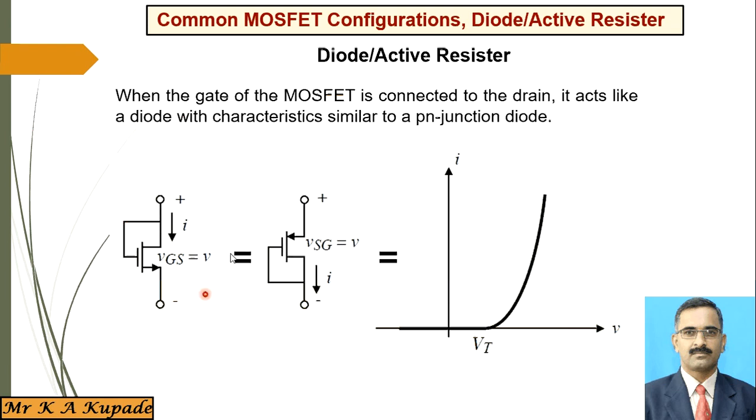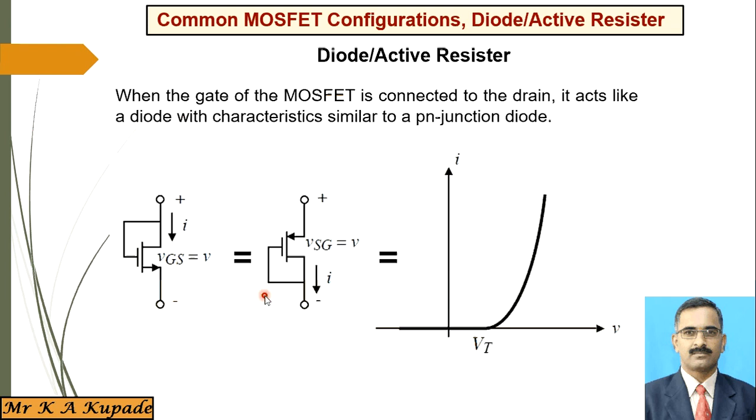This is the N-type enhancement MOSFET, and the drain is applied with a positive voltage. This is the N-type, and this is the P-type. So here, this is one type of PN junction diode that is active.